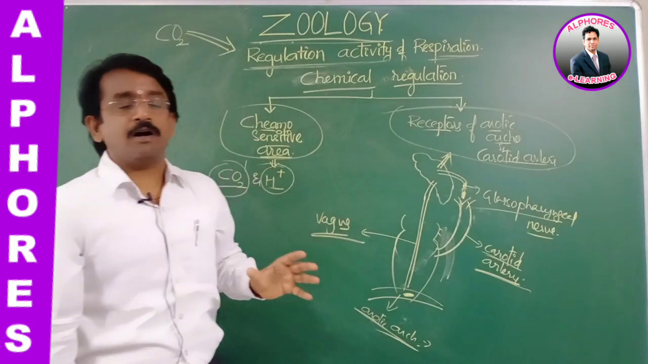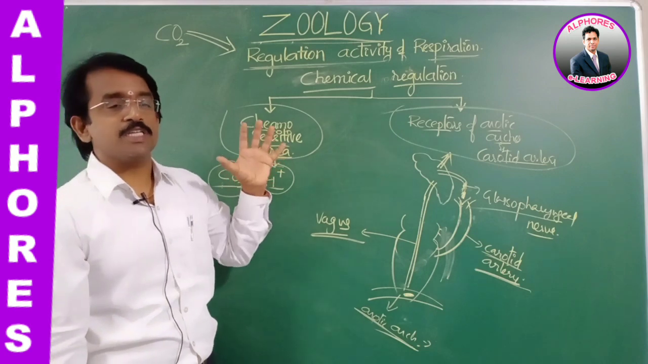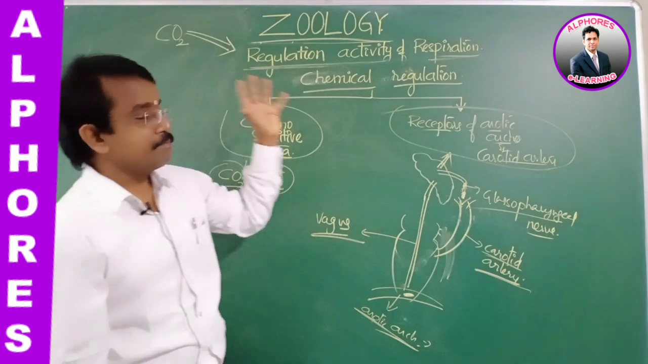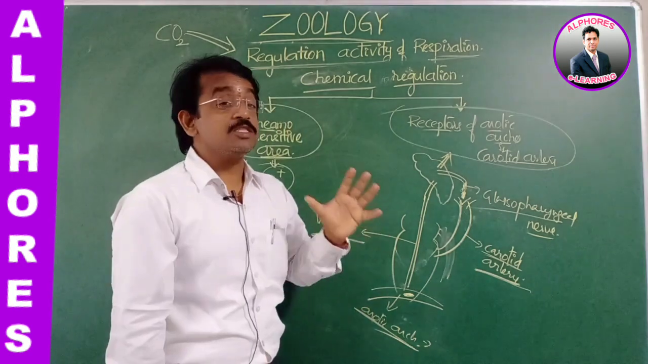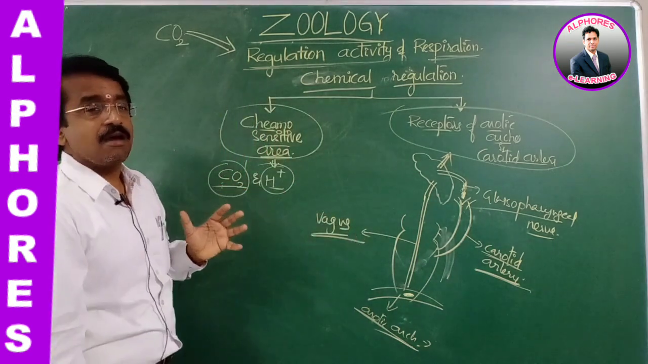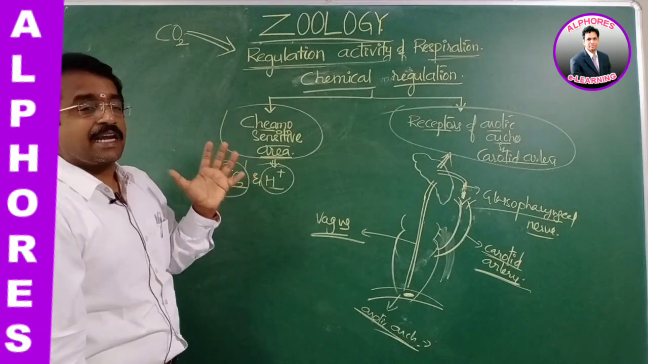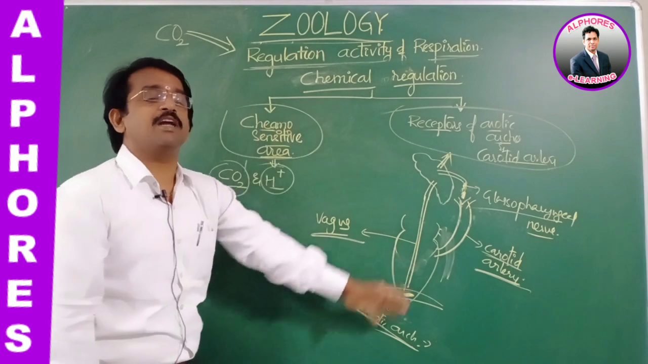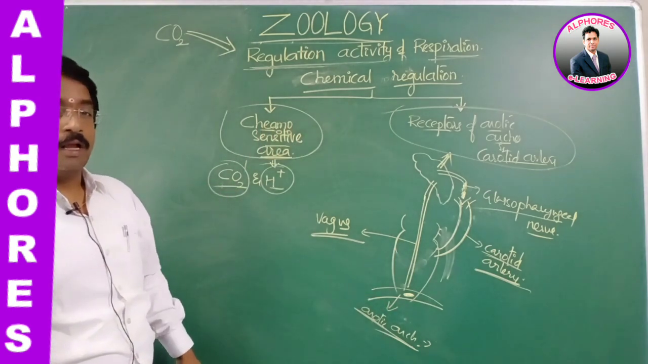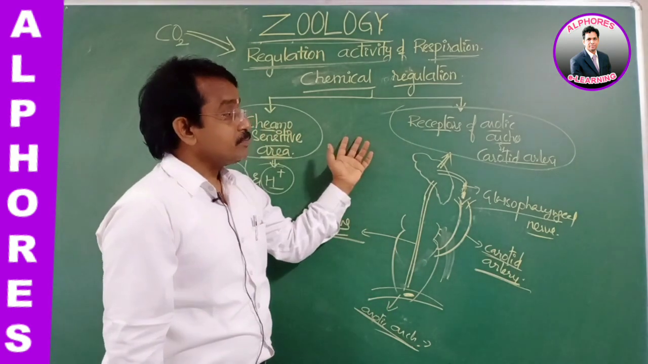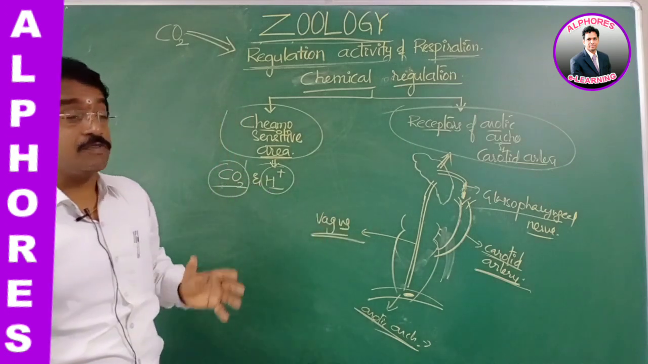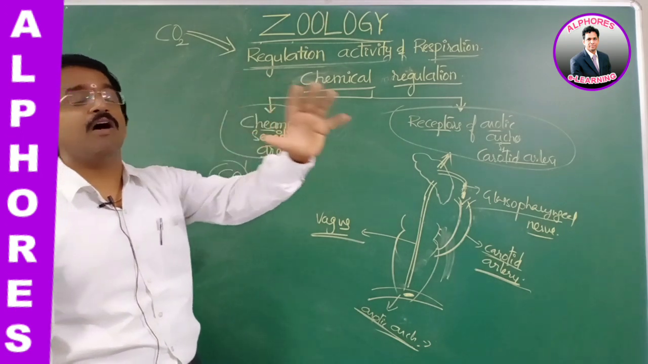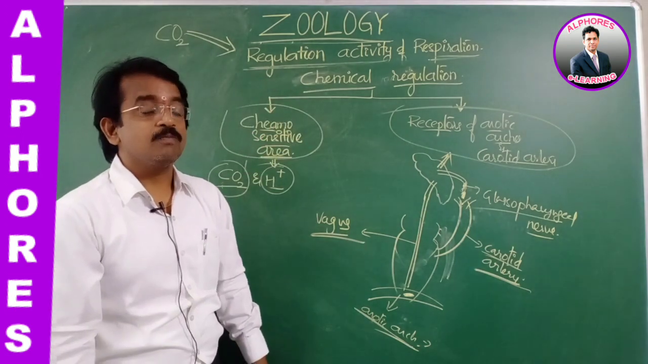Most of the carbon dioxide is transported in the bicarbonate form, where there is a role of carbonic anhydrase. Carbonic anhydrase is an enzyme for the formation of H2CO3 and its breakdown. Next, this regulation activity in which CO2 has the key role, whereas O2 has an insignificant role.